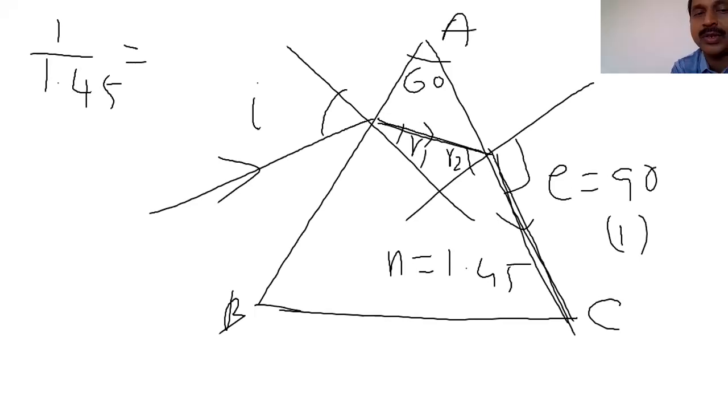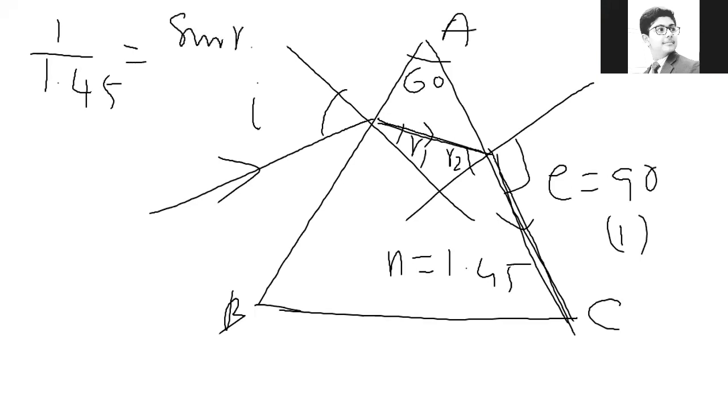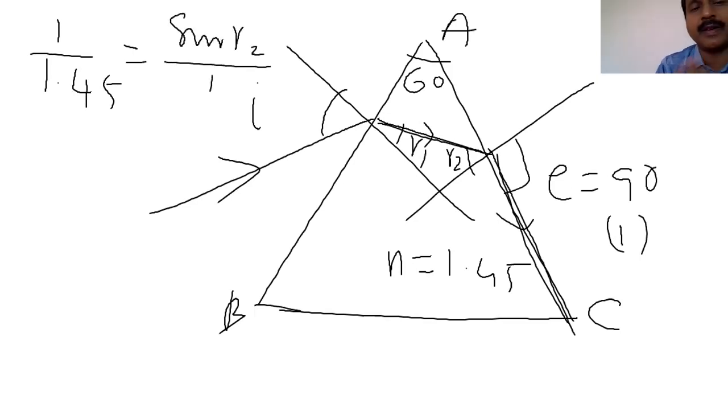Then you have to be careful. Which is the first medium? What's the angle of incidence? Sine R2 by sine 90. So sine R2 by 1, equals 1 by 1.45. Is it fine or confusing? No, sir, I got it. It's fine. So you have to be careful from where to where light travels.